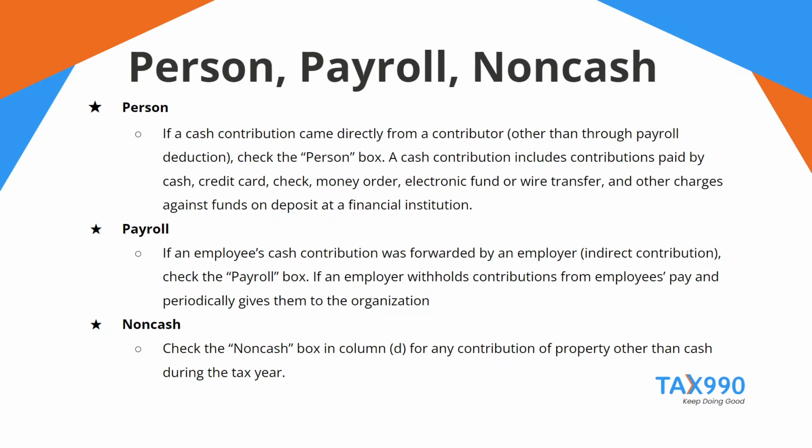If the contribution was forwarded by an employer that withheld funds from the employee's pay and gives the funds to the organization, this would be considered a payroll contribution. So something like a payroll deduction that comes directly from the business to the organization out of the employee's pay would be considered payroll. You can select non-cash if the contribution came in the form of property, such as equipment or building space. Now with non-cash, you do have to complete additional sections of the form to explain what type of non-cash contribution was provided.